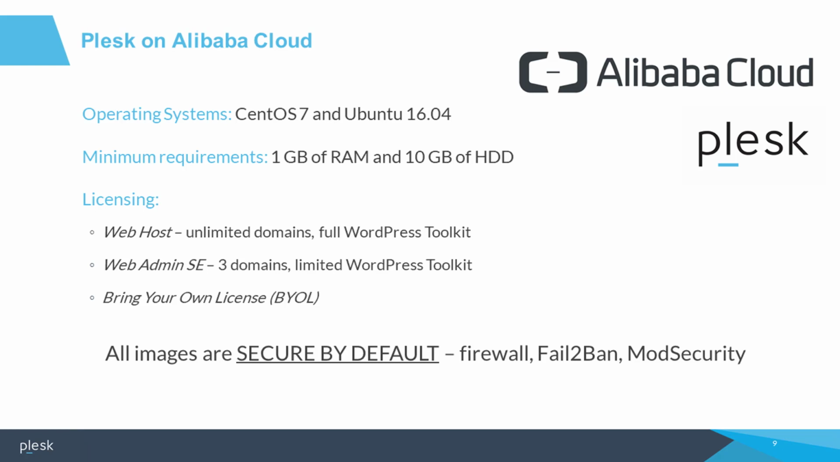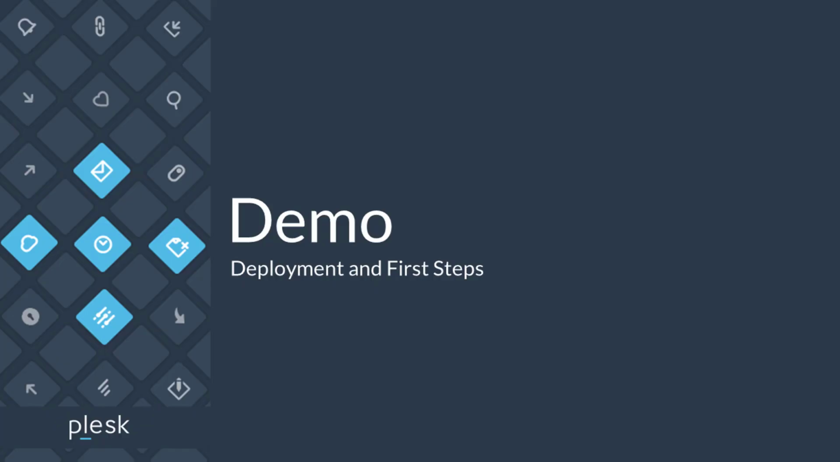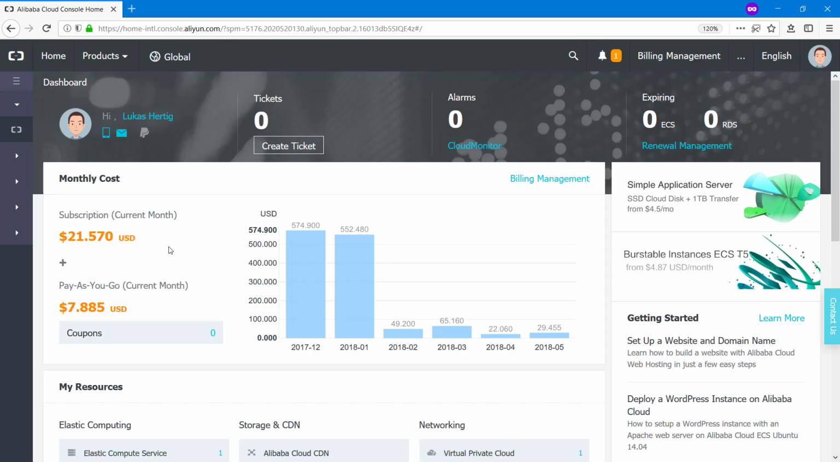All images are pre-configured with good security settings. Firewall is enabled, fail-to-ban intrusion detection system is operational, and mod security web application firewall is preloaded with the Atomic rules. Well, I hope you have enough information to understand what Plesk is. Let me show you how to get started.